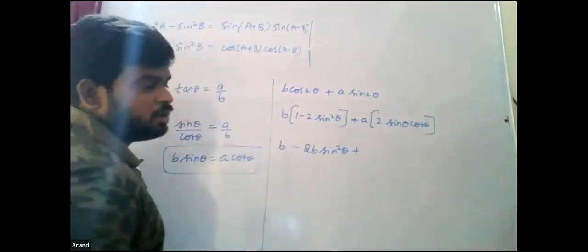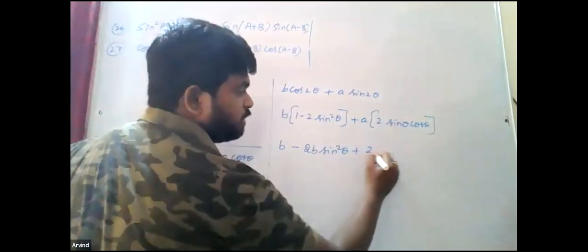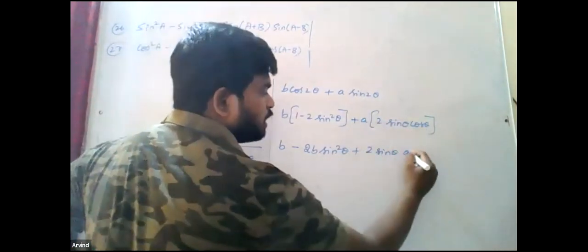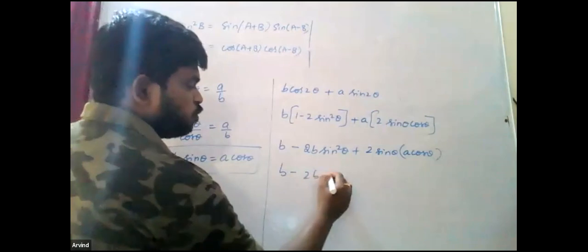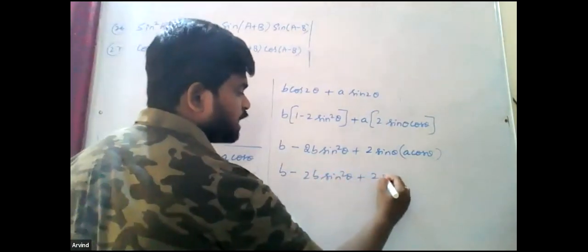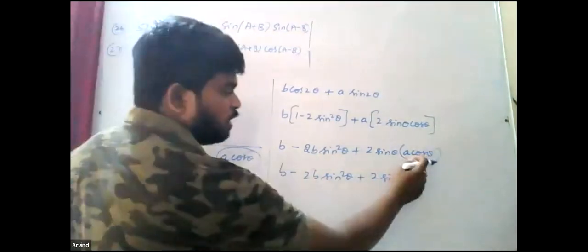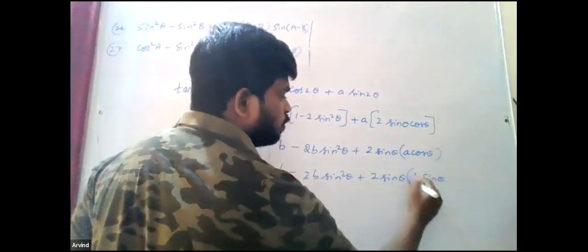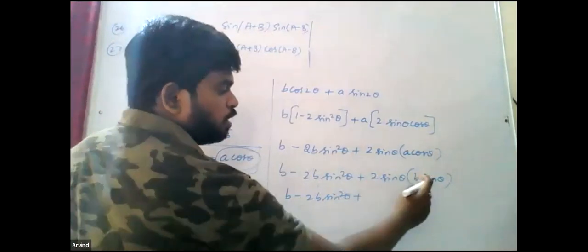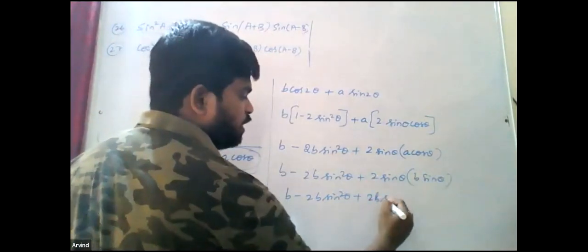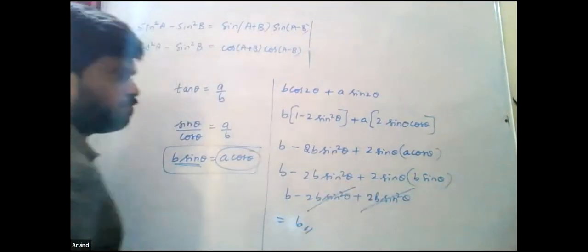Just observe, I'll make a small arrangement here. All these are multiplied. So keep 2 sin theta as it is and write a cos theta. I can write a into cos theta this way too, because I can substitute: b minus 2b sin square theta plus 2 sin theta. From this equation, a cos theta is nothing but b sin theta. So in place of a cos theta, I can write b sin theta. So it will become b minus 2b sin square theta, plus 2b sin into sin is sin square, so 2b sin square theta. 2b sin square theta minus 2b sin square theta gets cancelled. So you'll be left with b.